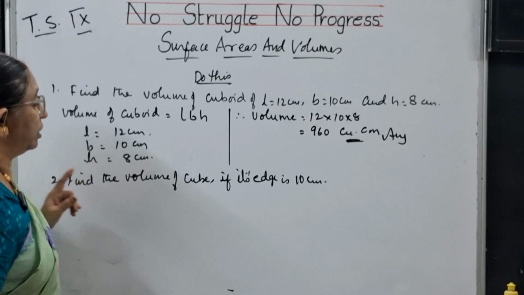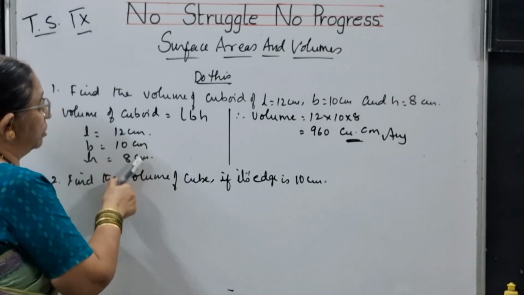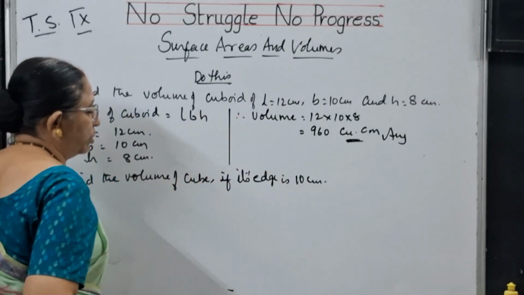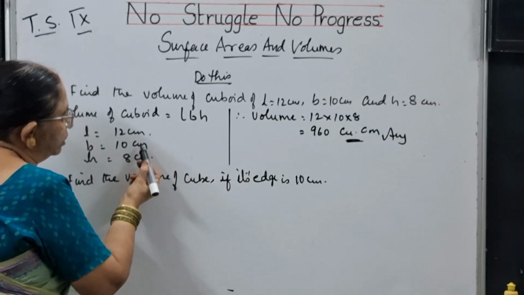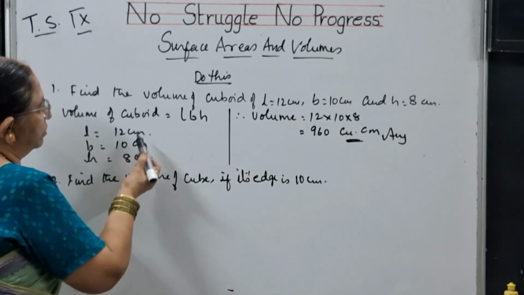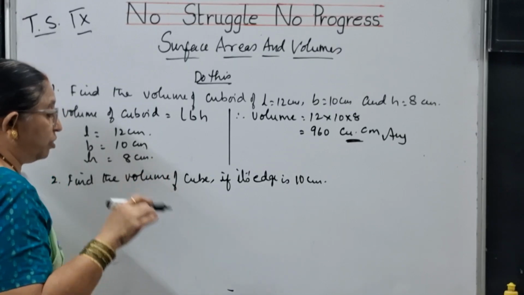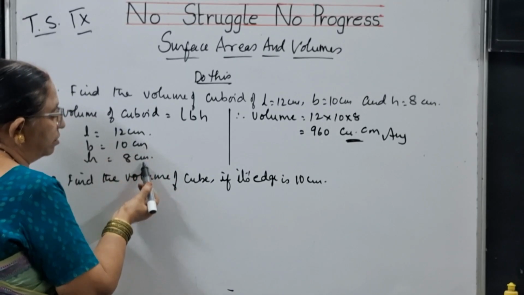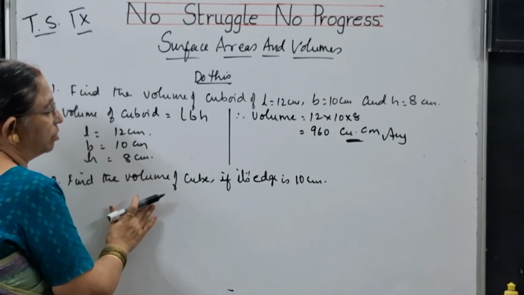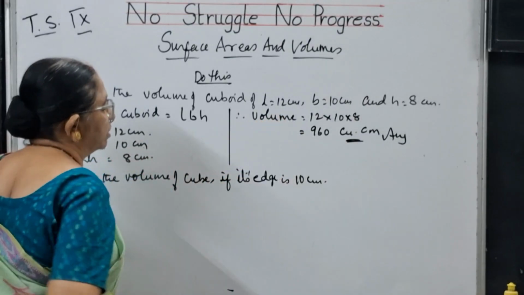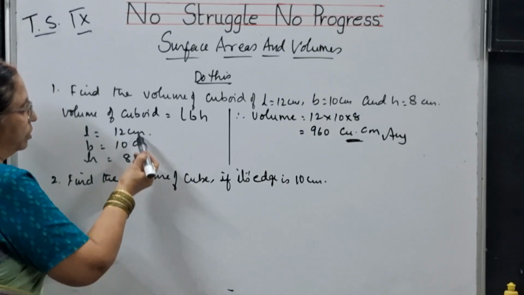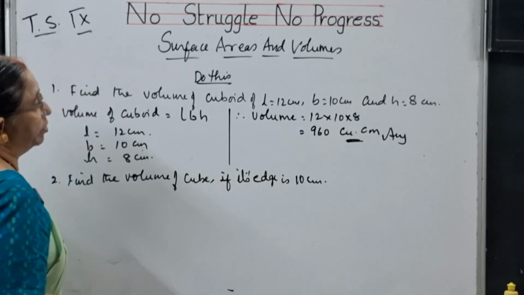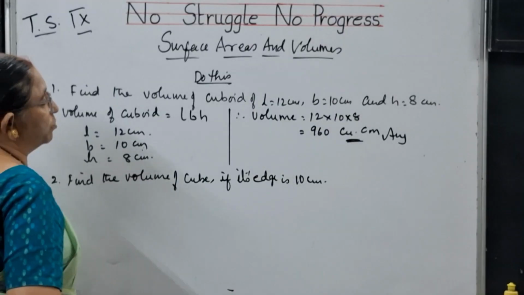Remember one more thing, children, in some problems the units may differ. First thing you should find out when this kind of problems are given, are the units same? If units are not same, first thing is you have to make the units same. But luckily in this problem all are in centimeters only. So I need not do anything. Directly I have taken the numbers and multiplied. Since units are in centimeters, I have written 960 cubic centimeters is the answer for this problem.